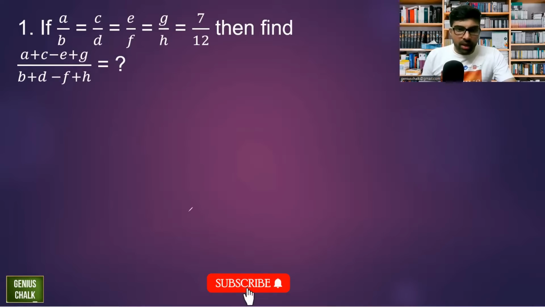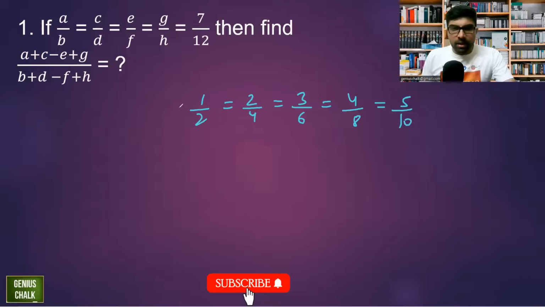If I write a number, let's say x by y, or let's take a simple example. If I say 1 by 2, then 2 by 4, then 3 by 6, then 4 by 8, and so on. Let's say 5 by 10, right? You can see that all these ratios are equal because they are all equal to half, right?